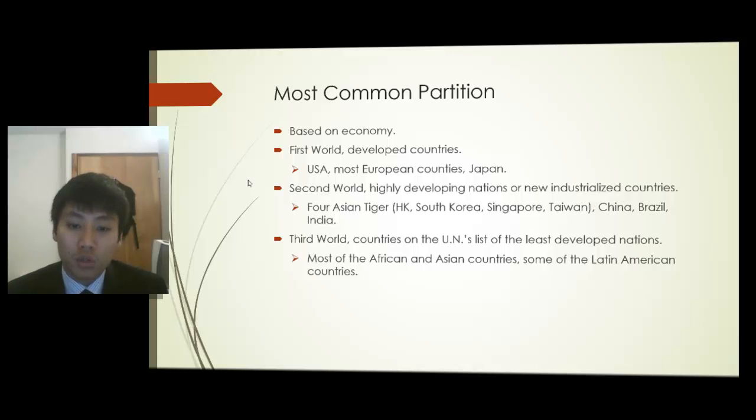The third world countries are those countries on the UN's list of the least developed nations. Most of them are African and Asian countries, and some of the Latin American countries are third world countries as well.